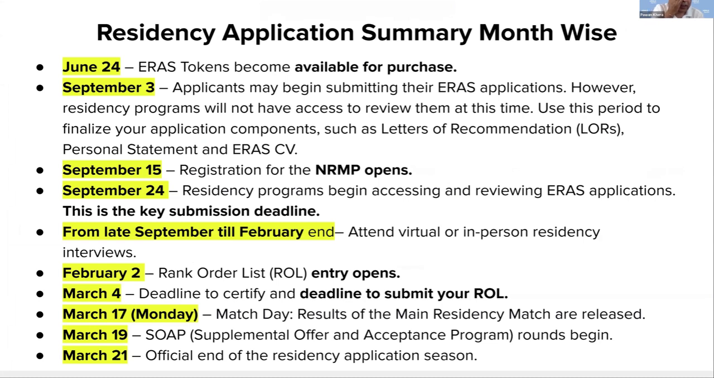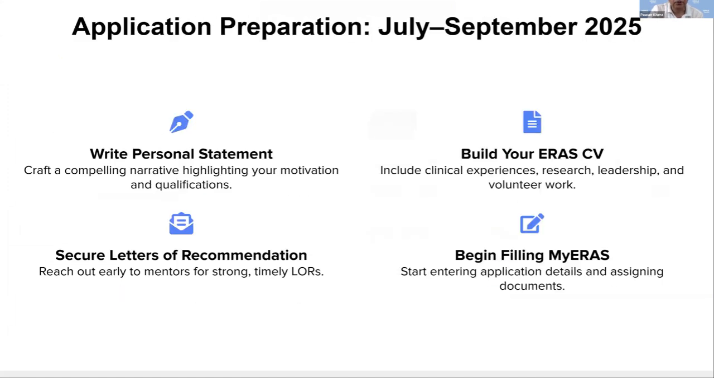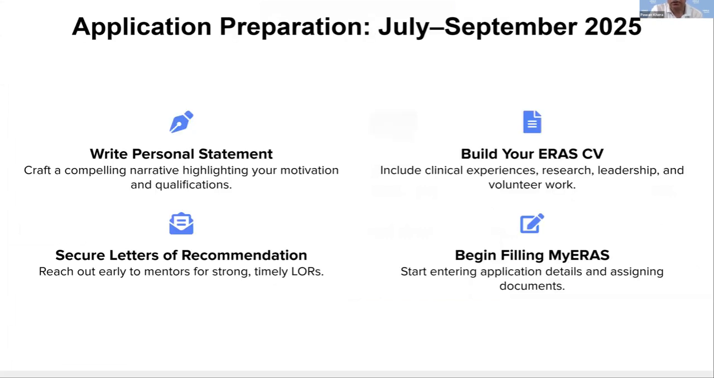So again, just to recap, 24th June start. You do not have to apply on September 3rd. September 23rd, I generally say give a buffer. September 23rd, 22nd is all okay. 24th, 9 a.m. is when programs will access. So, token distribution, activate your ERAS account.